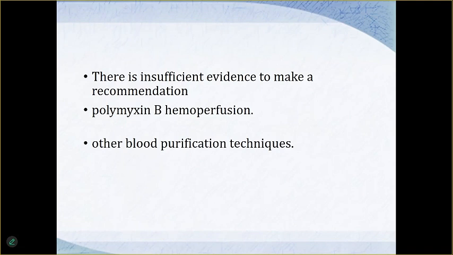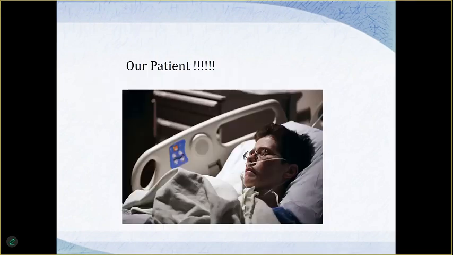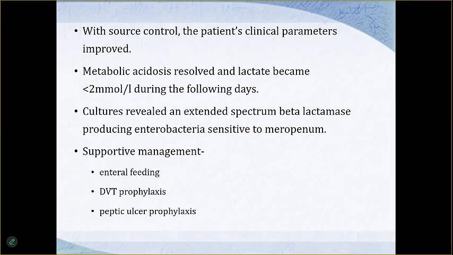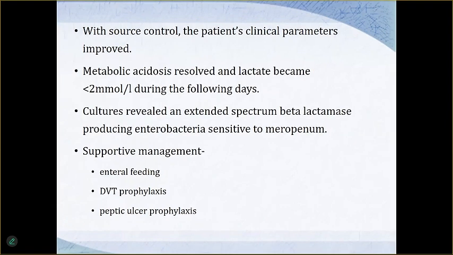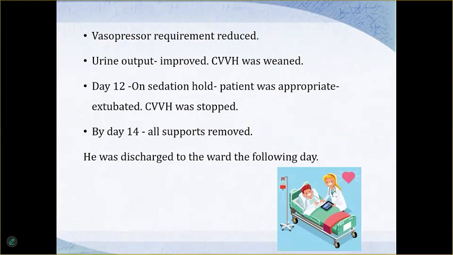So then let me talk about our patient. There he is. Now, with all this help and control, the patient's clinical parameters all improved. The metabolic acidosis resolved, with lactate becoming less than 2 during the following few days. Thanks to Senani, she started the CRRT, and we started the inotropes, and cultures from the Acinetobacter baumannii revealed an extended spectrum beta-lactamase, and he was managed with meropenem. Then supportive management all started: enteral feeding, DVT prophylaxis, peptic ulcer prophylaxis, and vasopressors as required.